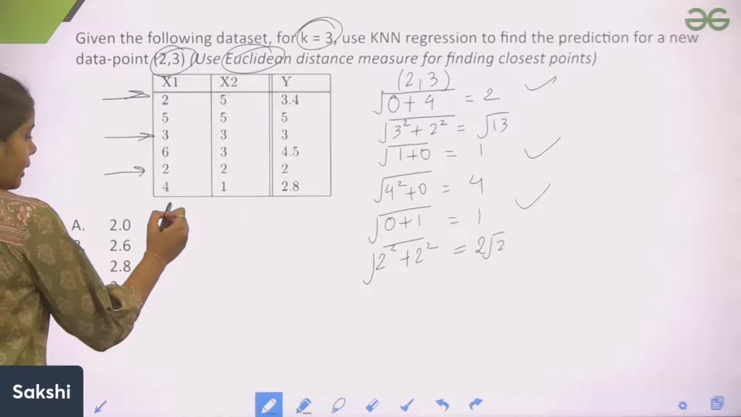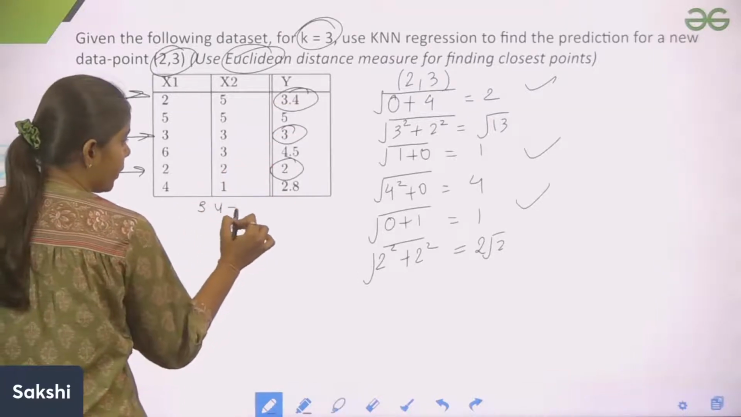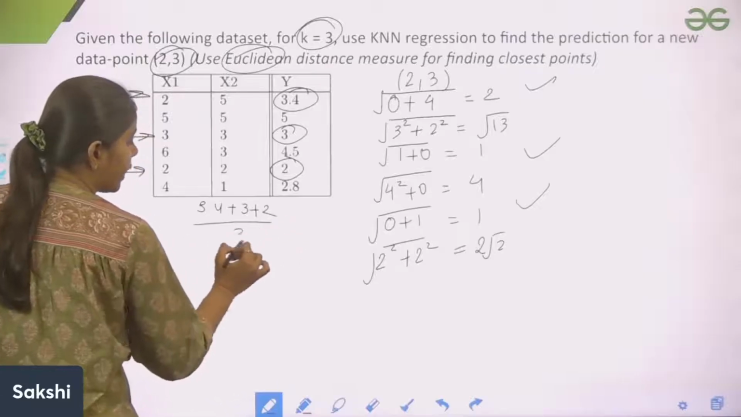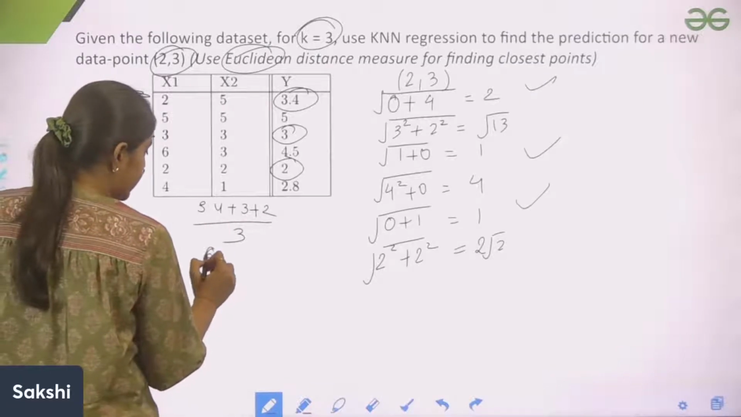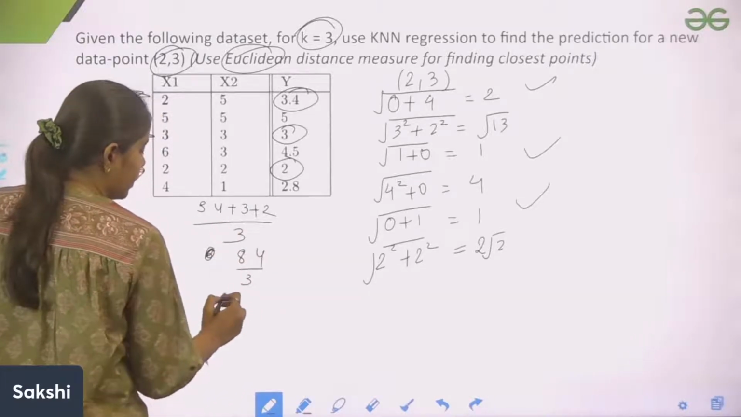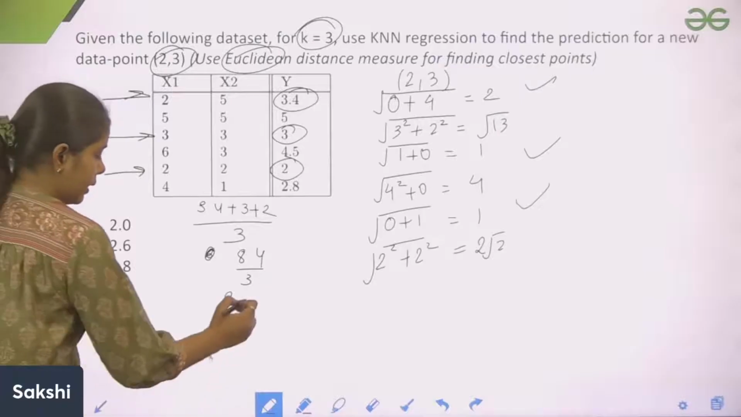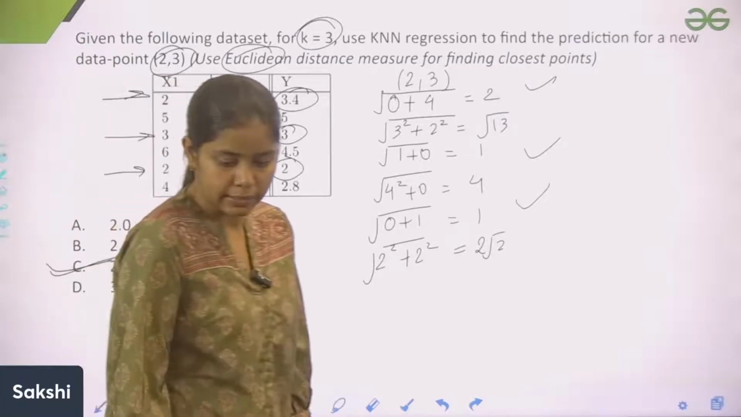ठीक है, तो अब इनकी सबकी वैल्यू ले लो. 3.4, 3 एंड 2. सो 3.4 प्लस 3 प्लस 2 डिवाइडेड बाय 3. एवरेज वैल्यू लेनी है मुझे, तो एवरेज वैल्यू हो जाएगी 3 3s are 6, 8.4 by 3, 3 2s are 6 and 3 8s are 24. सो मेरे को क्या वैल्यू मिल गई? 2.8. सो ऑप्शन सी इज करेक्ट.